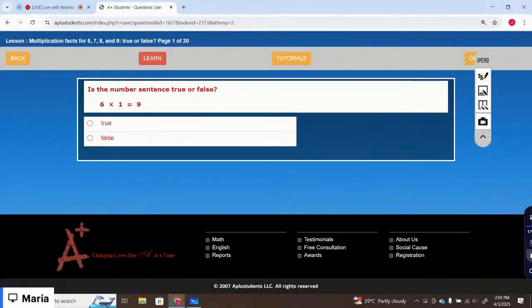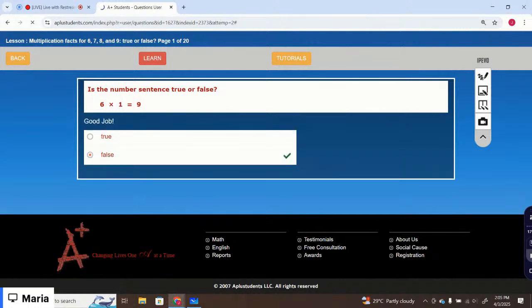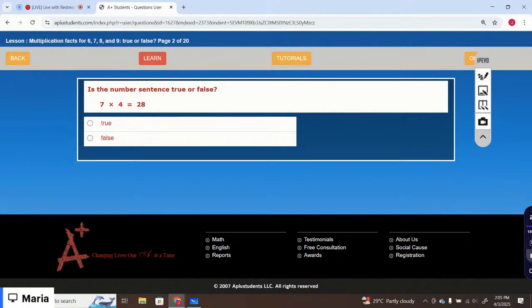Is the number sentence true or false? 6 times 1 equals 9. So is it true or false? False it is because 6 times 1 is 6, not 9. So false it is.